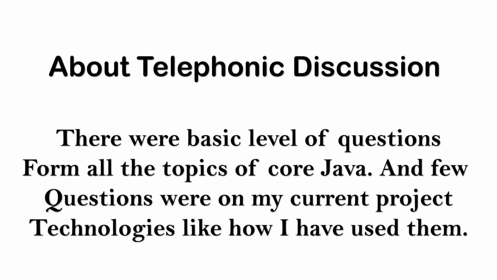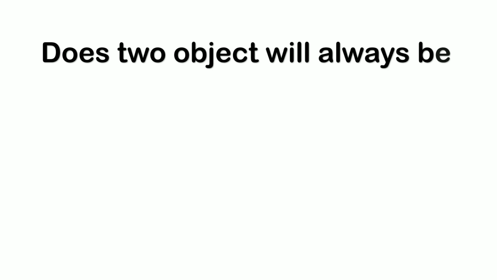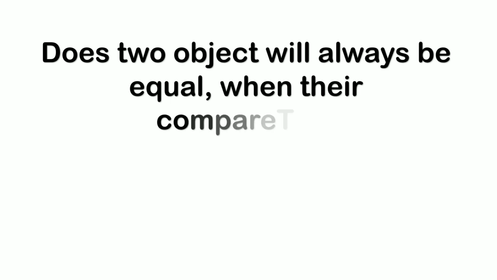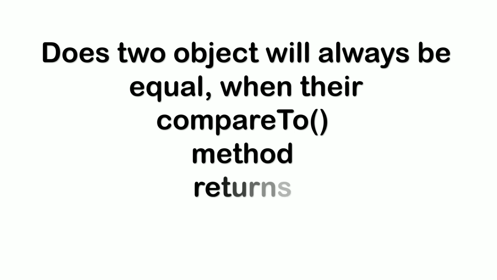In the next slide I will be sharing all the technical interview questions that I faced in the face-to-face rounds. First question: will two objects always be equal when their compareTo method returns 0? Ideally the two objects should be equal if their compareTo method is returning 0, and if it is returning 0 and they are not equal, then we haven't implemented the compareTo method correctly.